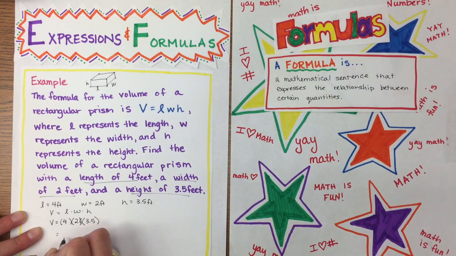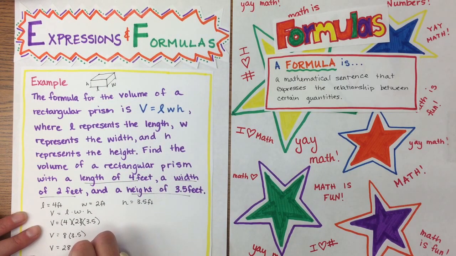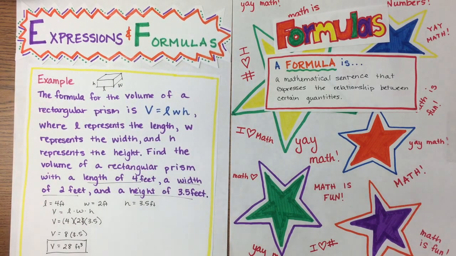So 4 times 2 is 8 times 3.5 is equal to my volume. 8 times 3.5 is going to be 28. My units are feet times feet times feet, which is feet cubed or cubic feet. So the volume of this rectangular prism is 28 feet cubed.